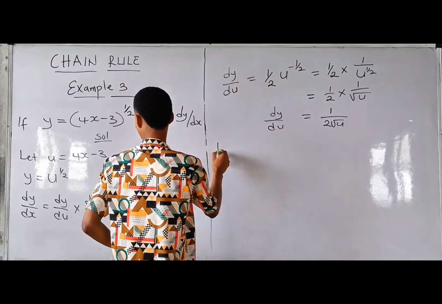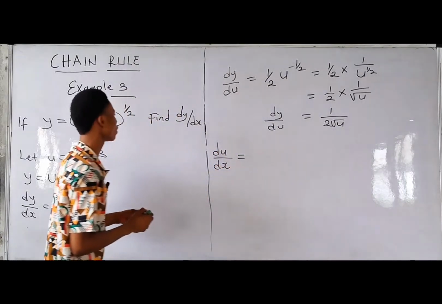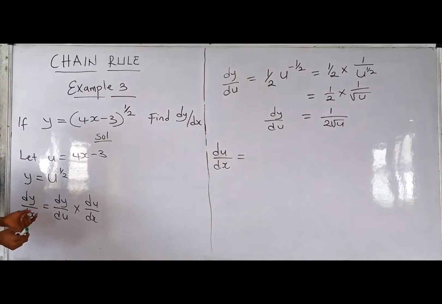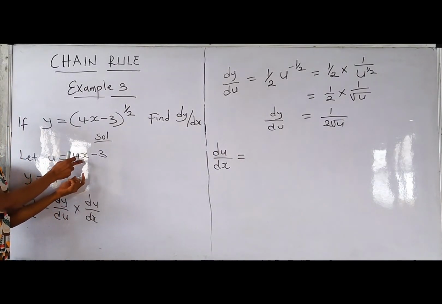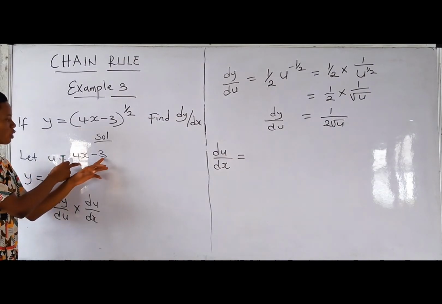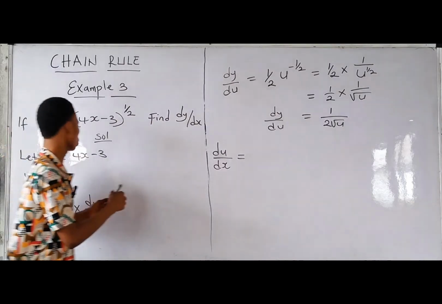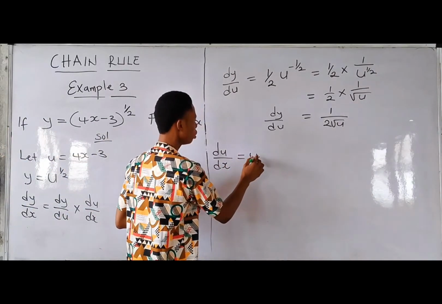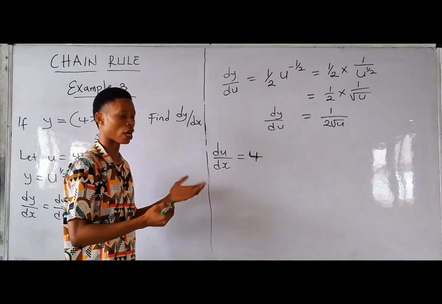Next, du over dx. If you differentiate u with respect to x, what do we have? If you differentiate 4x, what do you have? 4, right? If you differentiate 3, what do you have? 0. So du dx is equal to what? 4. Good. Then you substitute in the formula.